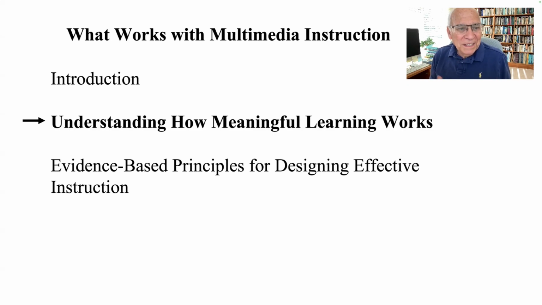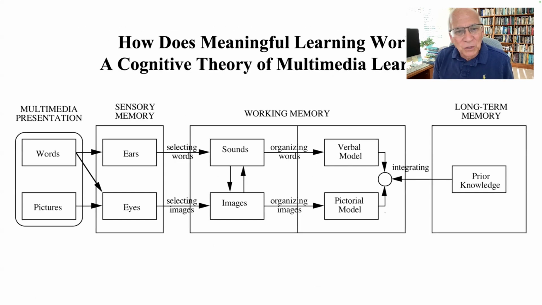Let me just very briefly try to explain how I'm looking at how meaningful learning works. Some of you might be familiar with this flow chart of ours. The idea is that if a student is presented with a multimedia presentation consisting of words and pictures, that information enters through their sensory memory, where it's held very briefly, either through their ears or through their eyes. Then some of that verbal information is selected for processing in working memory. Some of the visual information is selected for processing in working memory.